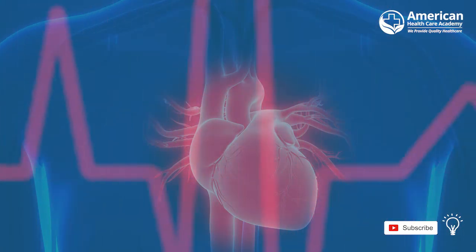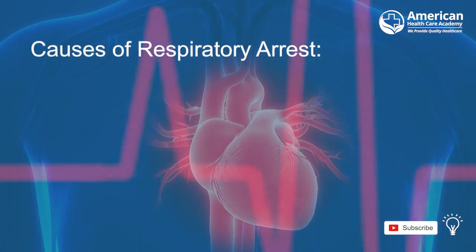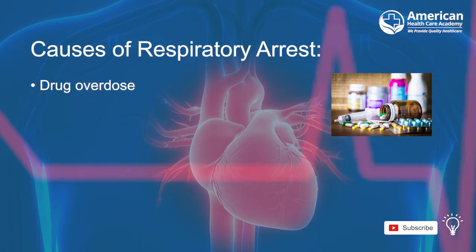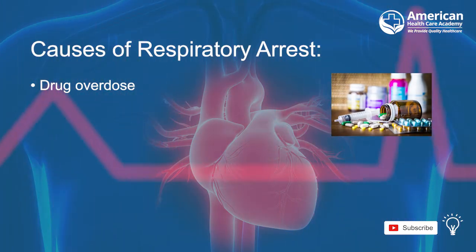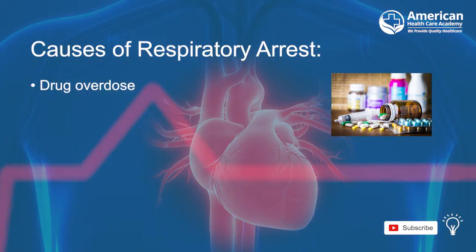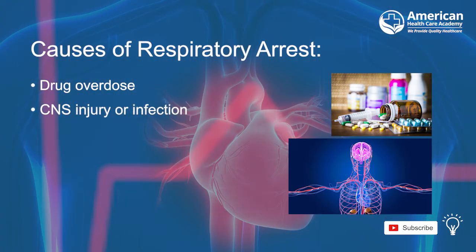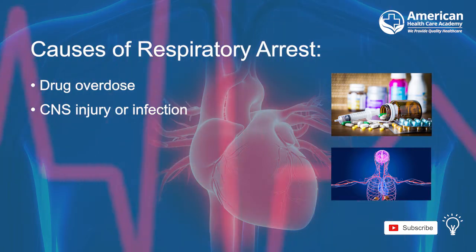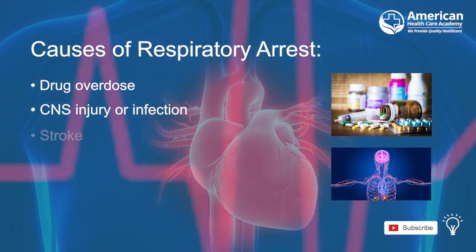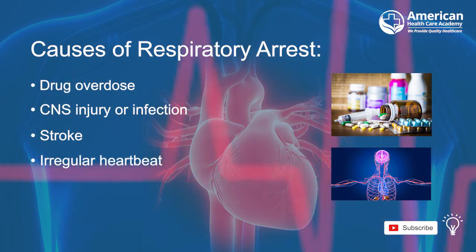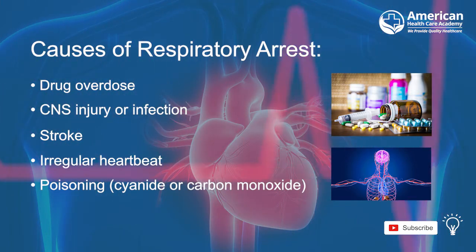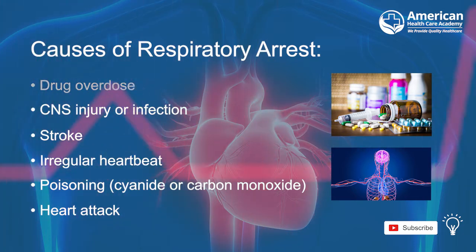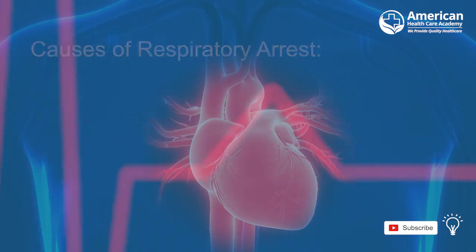Respiratory arrest can come about from various factors, including an overdose of drugs like heroin, morphine, codeine, narcotics, anesthetics, and barbiturates. It can also be brought on by injury or infection in the central nervous system, or CNS, which alters the pressure of the cerebrospinal fluid. Stroke, irregular heartbeats, cyanide or carbon monoxide poisoning, heart attack, and other cardiac problems can also lead to respiratory arrest.